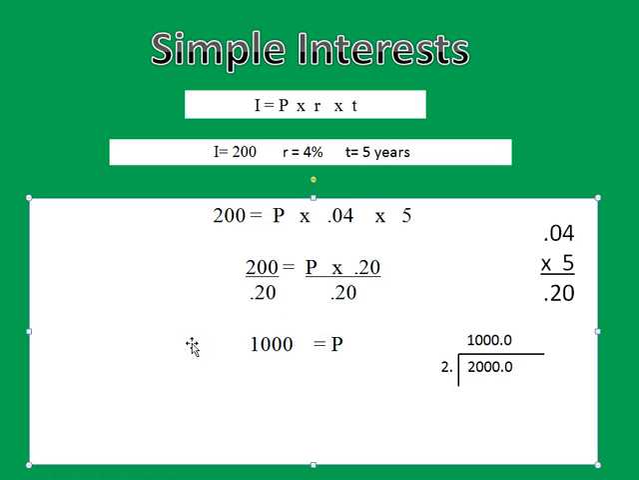Now the same technique that I used to solve this one for the principal is the same technique I use to solve it for rate or for the time. I multiply the two numbers I have together, then divide both sides by that number. Okay? So it doesn't matter which one of these I do, I'm going to multiply the two numbers I have, then divide by it. Okay? Alright.